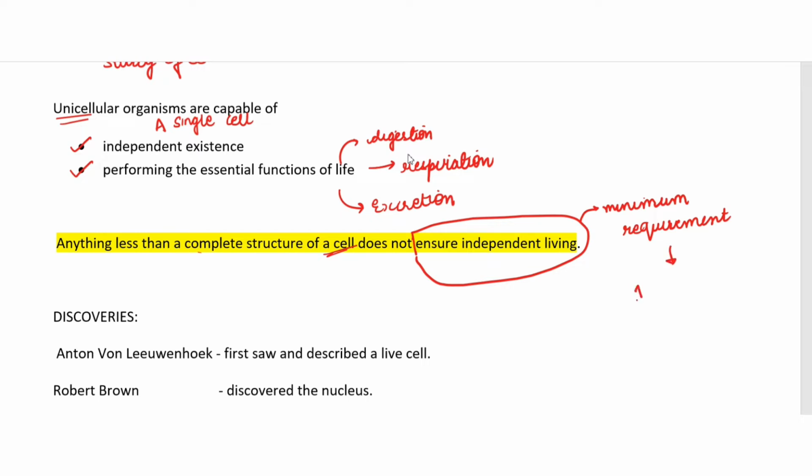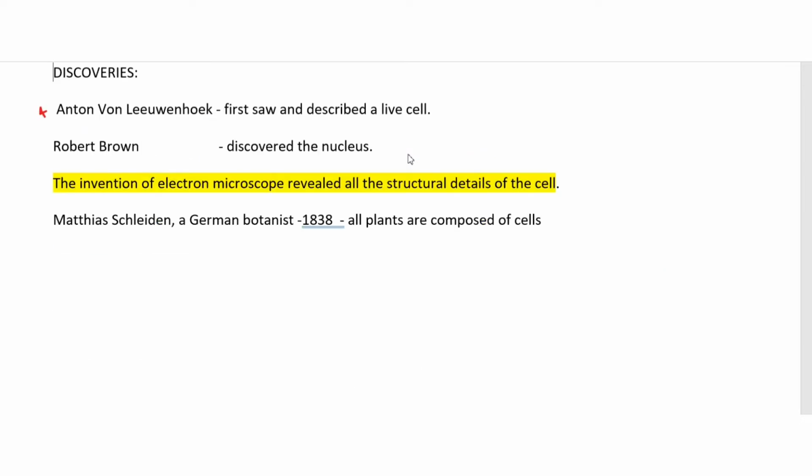So let's see the discoveries made in this context one by one. The first scientist is Anton von Leeuwenhoek, who first saw and described a living cell. Then there is Robert Hooke, who is connected with finding dead cells first from the cork, which resembled a honeycomb. So Anton von Leeuwenhoek for living cells and Robert Hooke for dead cells.